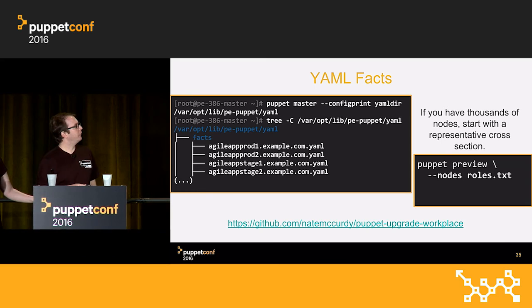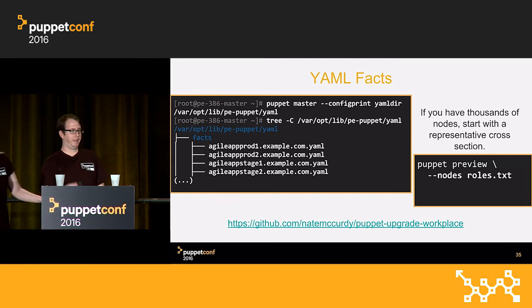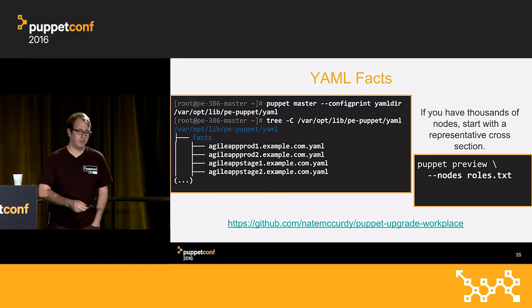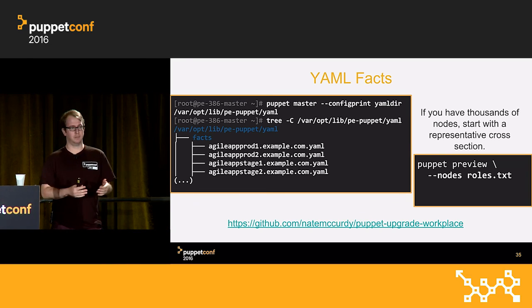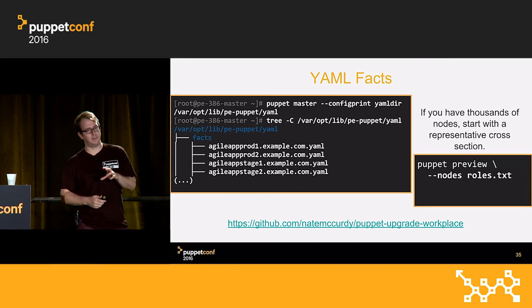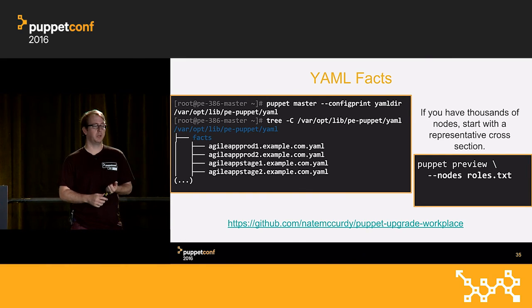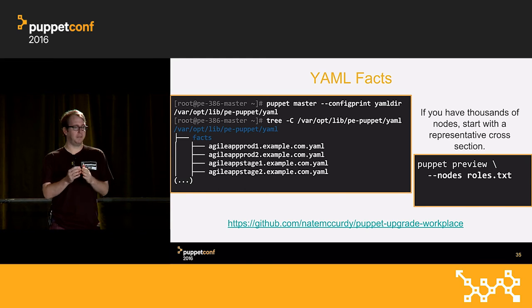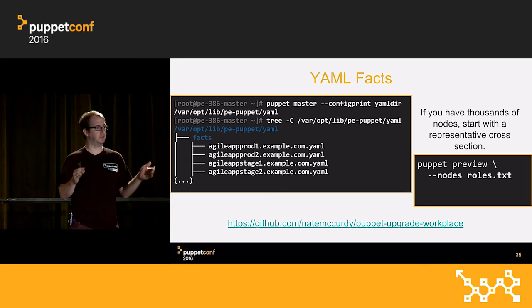Okay? And also, if you have thousands or even hundreds of nodes you are compiling catalogs for, it may take a little while, tens of minutes for thousands of nodes. You can scale that down and get a much faster feedback loop if you take your list of nodes to compile for and make that just a representative set of your nodes.